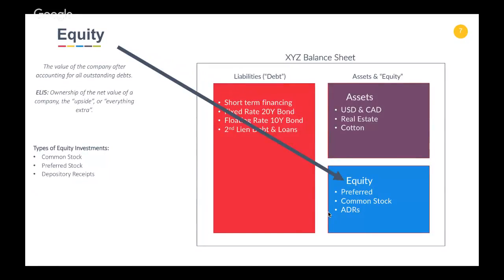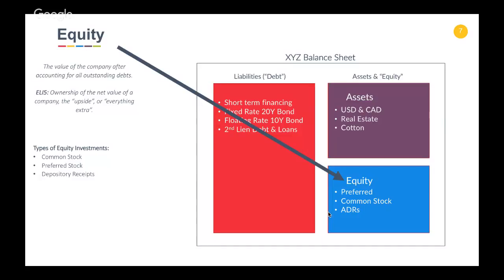So then finally, what you hear about most when you're thinking about your investments, if you're a U.S. citizen, your 401k, your retirement fund, you normally think about equities and the stock market. And so what is equity? Equity, the fundamental accounting theorem says, is the ownership of the net value of the company. So it's the upside, everything left over after all those negatives in the liability column are accounted for.